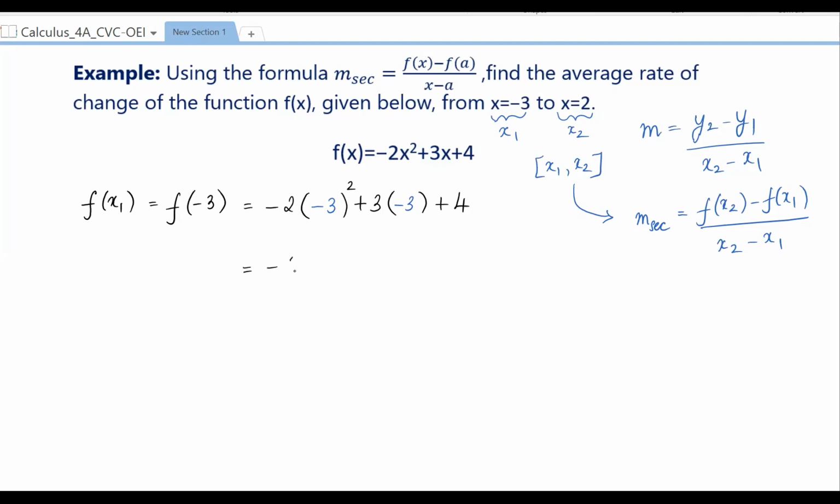So we now have -3 in the parentheses, so we're going to be very careful about how we combine them. So -2 times 9 minus 9 plus 4. You do all the calculations. That gives you -23.